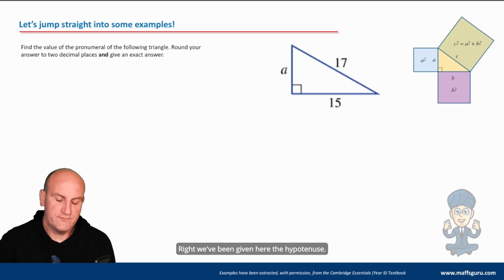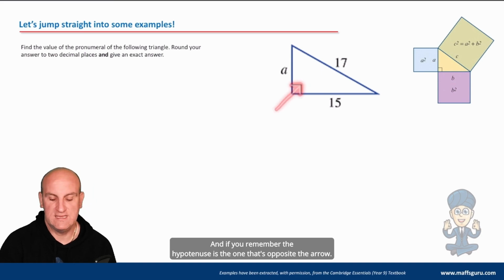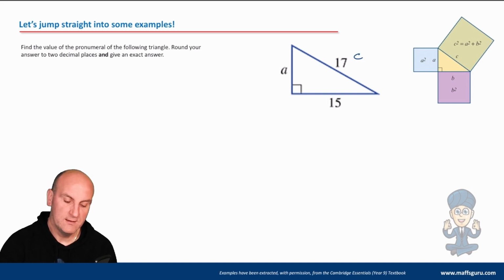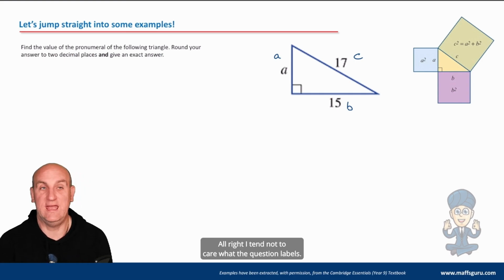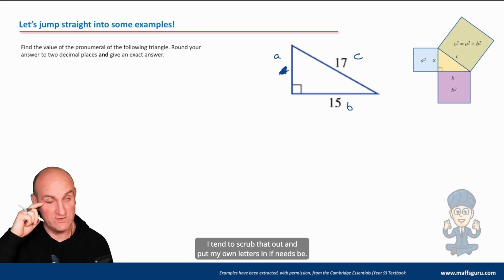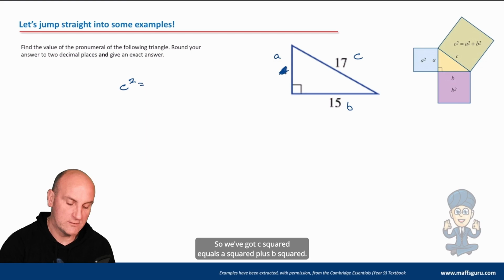Right. We've been given here the hypotenuse. And if you remember, the hypotenuse is the one that's opposite the arrow. The right angle I always think of as an arrow. So I'm going to label this now as C, that as A, it's already labeled, and that as B. I tend not to care what the question labels. I tend to scrub that out and put my own letters in if needs be. So I can go straight to the formula: C squared equals A squared plus B squared.